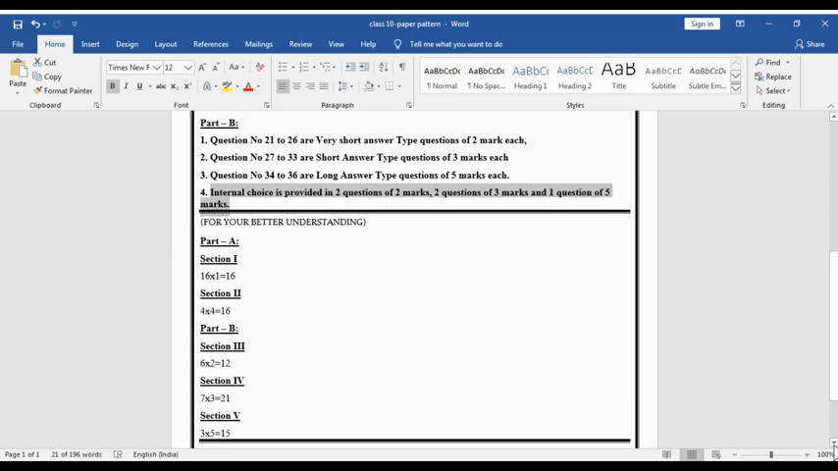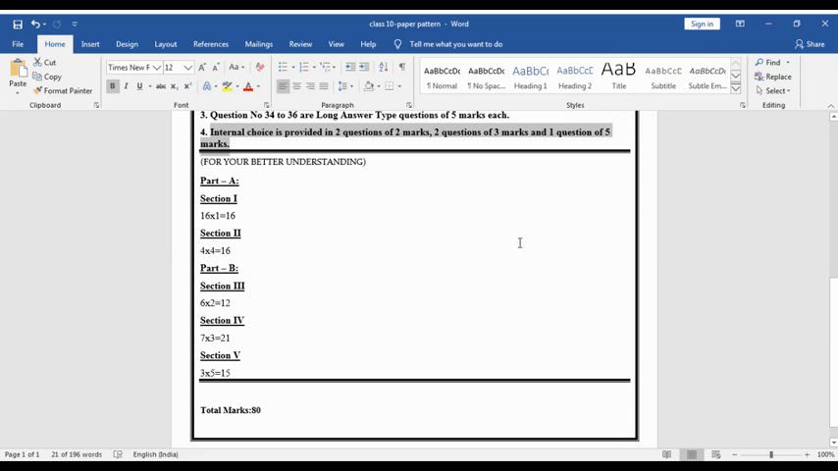Okay, now for your better understanding, I have just indicated all these only with marks. In Part A, Section 1, you will have 16 one-markers. In the same Part A, Section 2, you will have case study questions. This is for 16 marks, and this is for 16 marks. So totally Part A is for 32 marks.